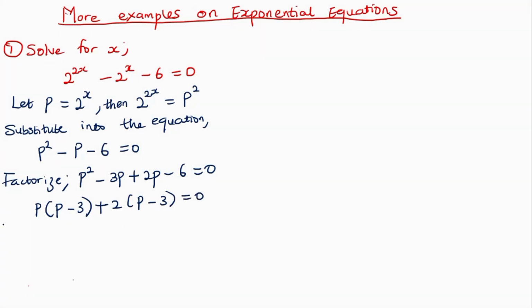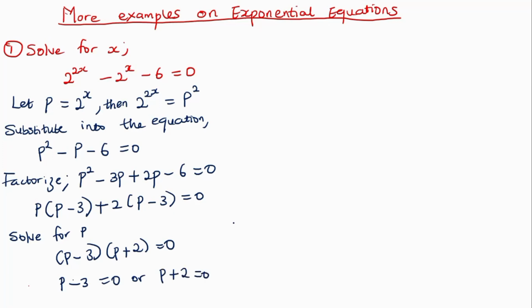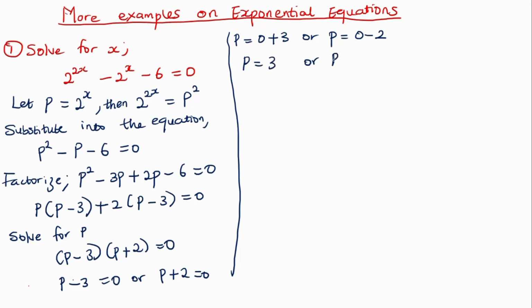Alright, so we want to simply solve for p. So we have (p minus 3) and (p plus 2) equals 0. So solving for p, we have p minus 3 equals 0 or p plus 2 equals 0. So let's simply come here. We have p is equal to 0 plus 3, or p is equal to 0 minus 2.